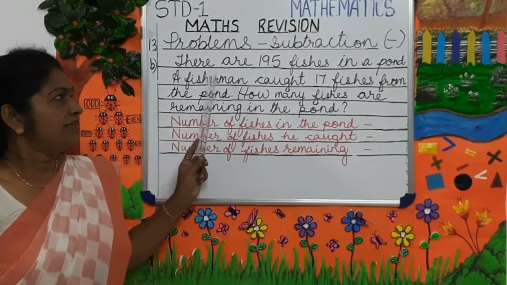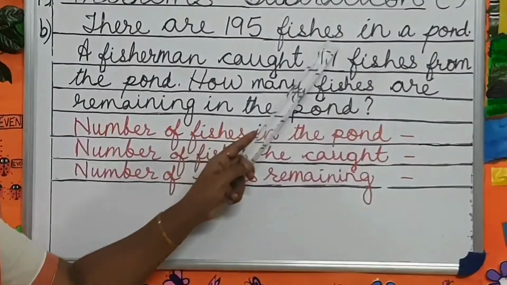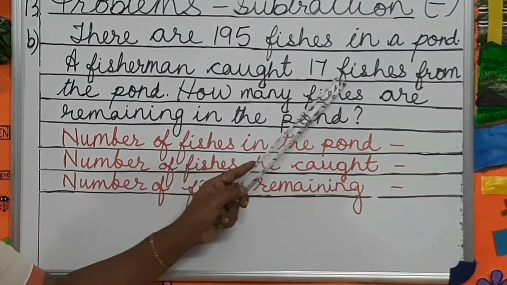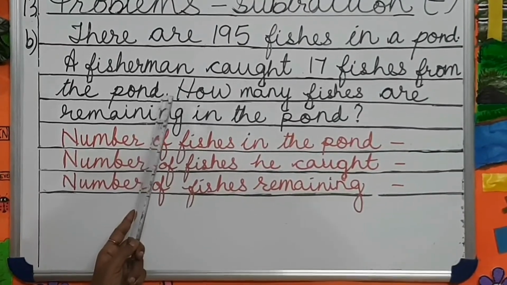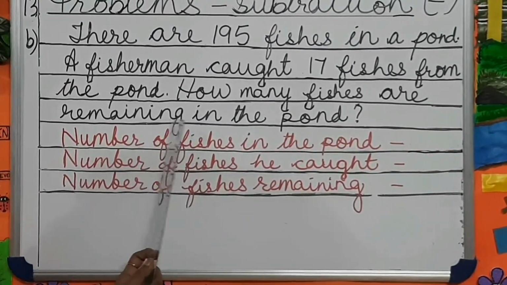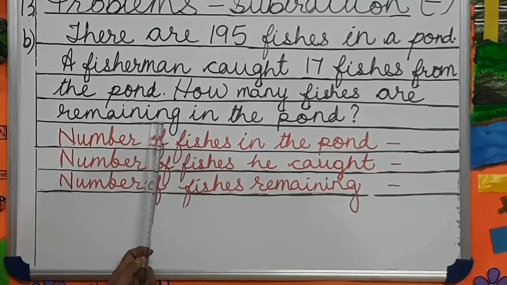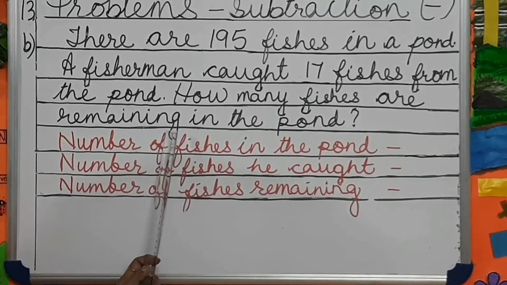Okay. Next question. There are 195 fishes in a pond. A fisherman caught 17 fishes from the pond. How many fishes are remaining in the pond? Here the keyword is remaining. That means you have to do the subtraction.